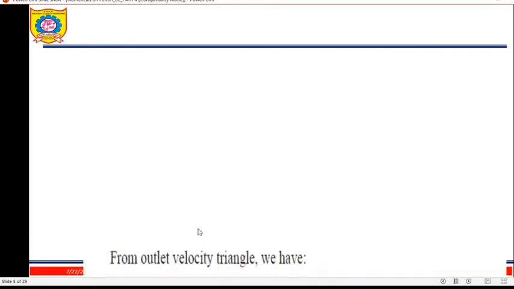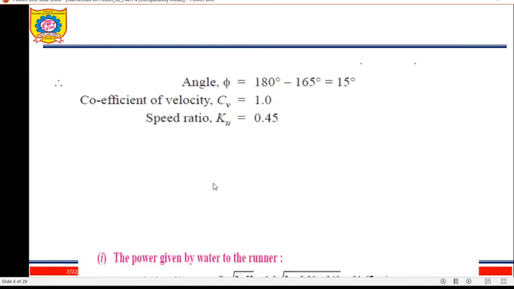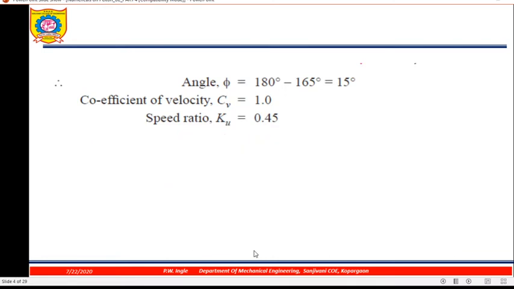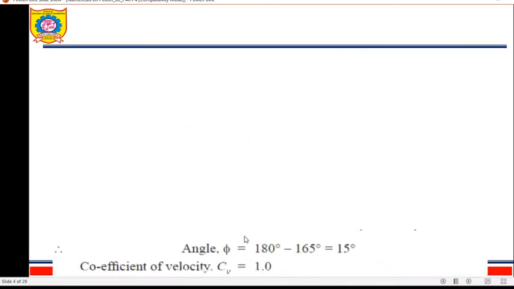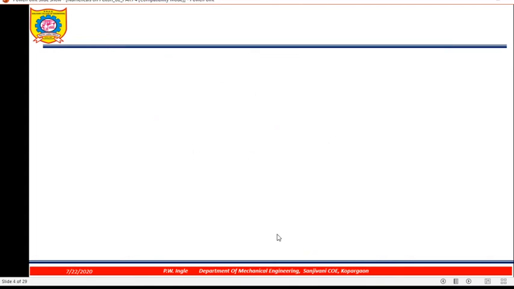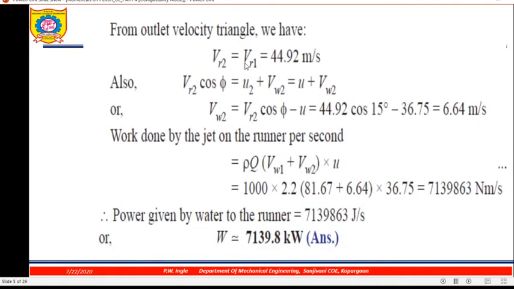Now by referring to the velocity triangle here, Vr1 equal to V1 minus U1. So you are getting 44.92 meter per second. U1 equal to U2 equal to U in case of Pelton wheel. V1 equal to Vw1, it is 81.67. You see here, V1 will be having only one component, that is Vw1. Another component Vf1 is 0 because it is a straight line. Then Vr2 equal to Vr1 because K is not given.